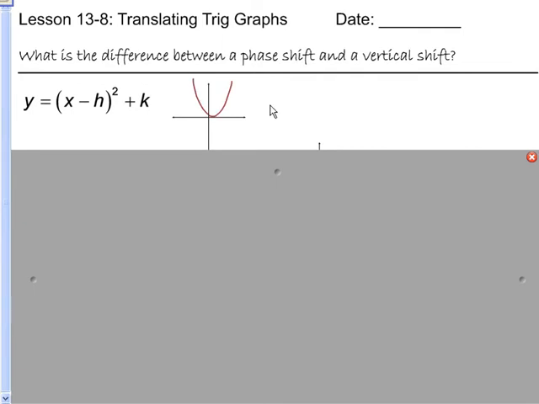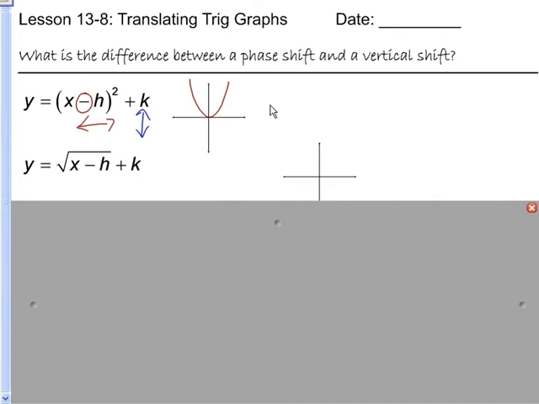And how does h affect it? H moves it left and right, but because of this negative sign, it's opposite of what we think. So positive goes to the left, negative goes to the right. And then k moves it up and down. So it is the direction that we think it is. So if it's positive, it goes up. If it's negative, it goes down. But this is a parabola.